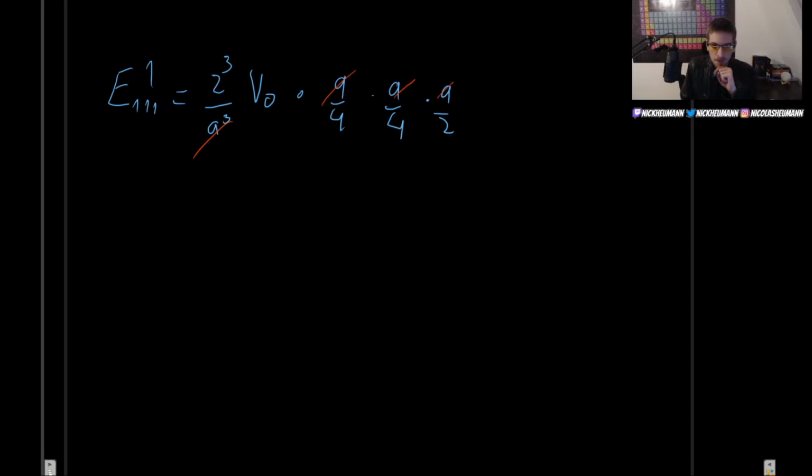Our result is going to be, right, E1111, the constant that we had before, so 2 cubed over a cubed V0 times, and now a over 4 from the x integral, a over 4 from the y integral, a over 2 from the z integral. So the a's cancel out. 4 times 2 is 8, which is the same as this. So we get V0 over 4. Okay, so that is the correction to the ground state. Okay, that was simple enough. It was a lot of writing, but it wasn't too difficult, was it?